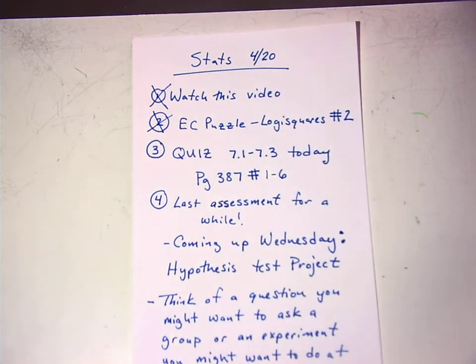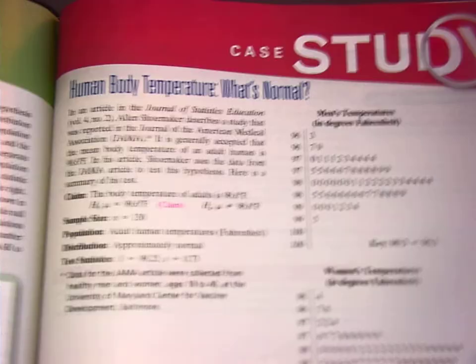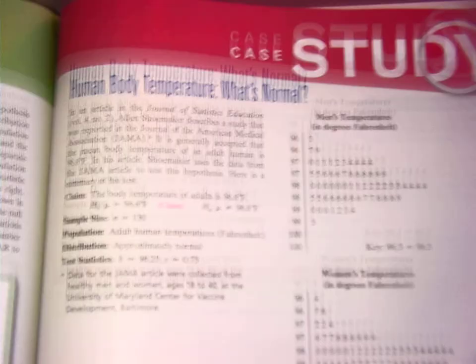So today we're having a quiz on 7.1 through 7.3, which is just page 387, numbers 1 through 6. So I want to talk about that really quick. It's a case study about human body temperature.